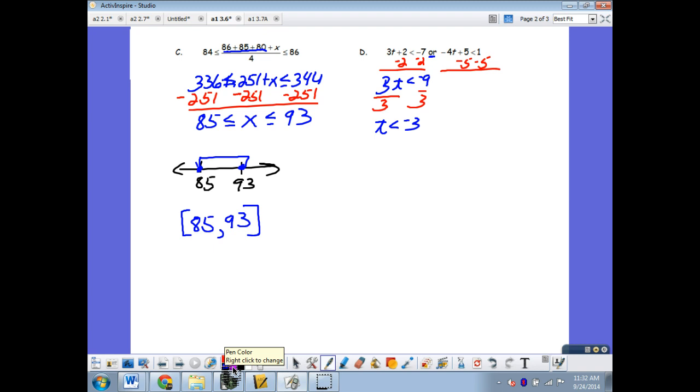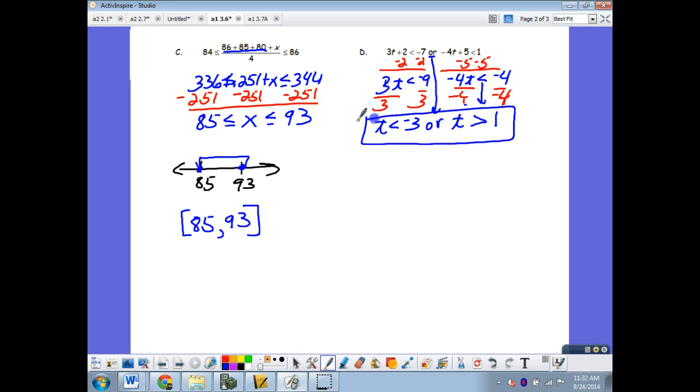And then we have negative 4t is less than negative 4. And then to get the t by itself, we would divide by negative 4. Now in this case, we are dividing by a negative number, both sides. Since we're dividing by a negative number, we need to flip our inequality. So t is greater than 1. And we just bring down the or. So this is the inequality version of this solution.